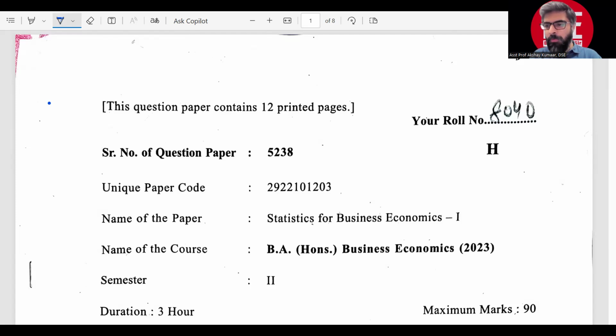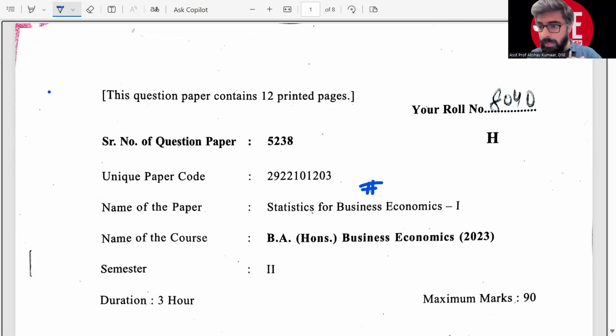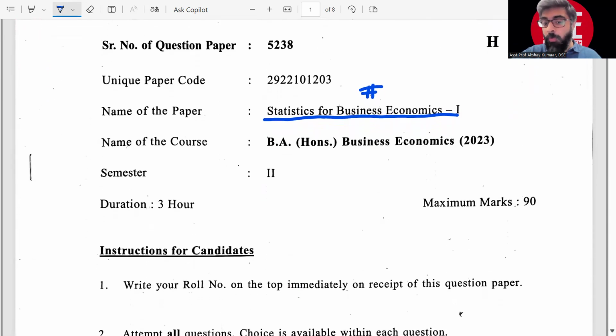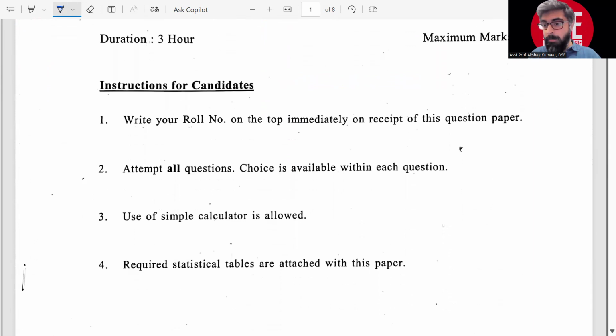Okay, I hope I'm audible to all my students who are attending this particular lecture for the BBE Honors Statistics for Business Economics Part 1 course, which we cover in semester 2. In this lecture, I'm going to start with the discussion of the 2024 question paper for the Statistics for Business Economics Part 1 course. This lecture is particularly recommended for all those students who are pursuing bachelor's in business economics from University of Delhi.